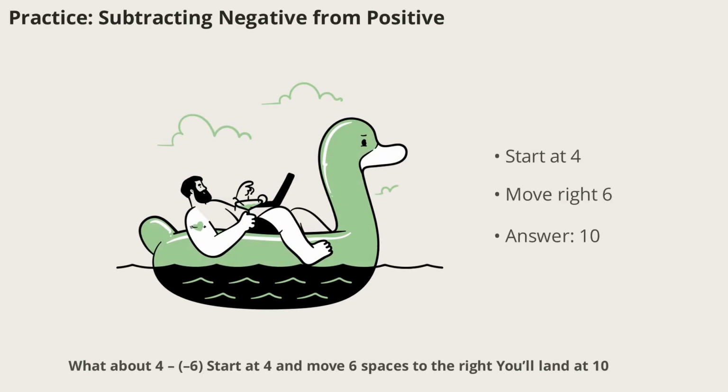What about negative 4 minus negative 6? Start at negative 4 and move 6 spaces to the right. You'll land at positive 2. Subtracting a negative increases your total, which is a key rule to remember.